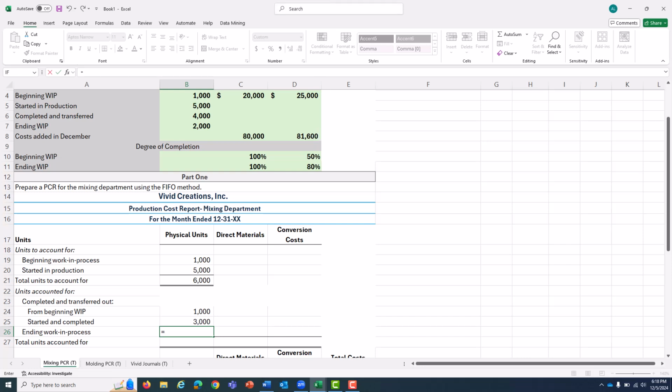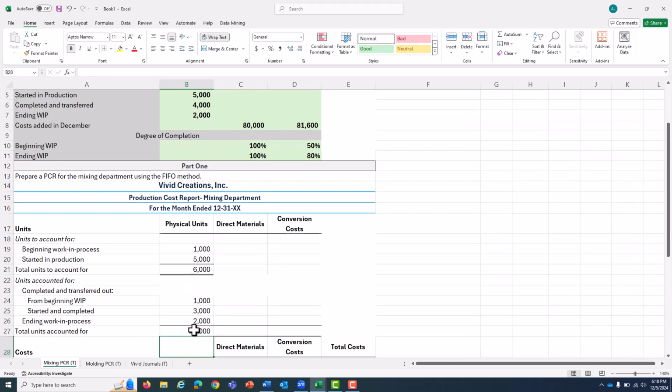And we ended up with 2,000 batches worth of crayons in our ending WIP, and that sums up to a total of 6,000 batches worth of crayons that we have accounted for, and we know where they are.